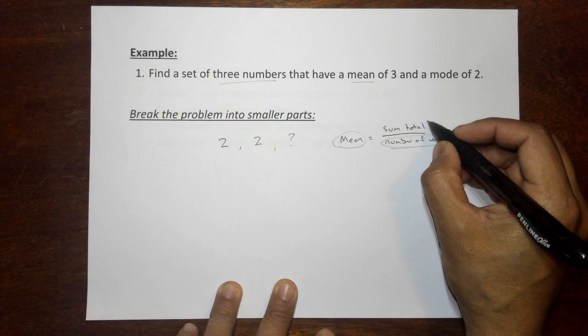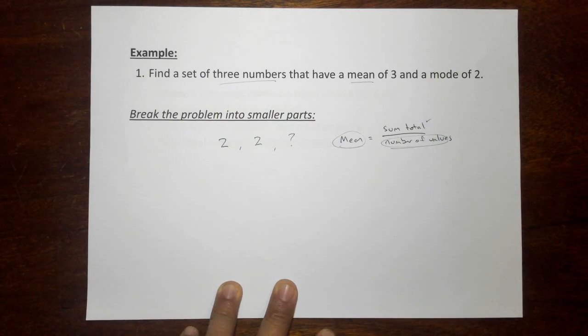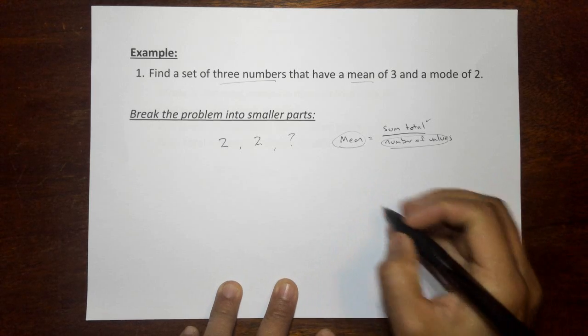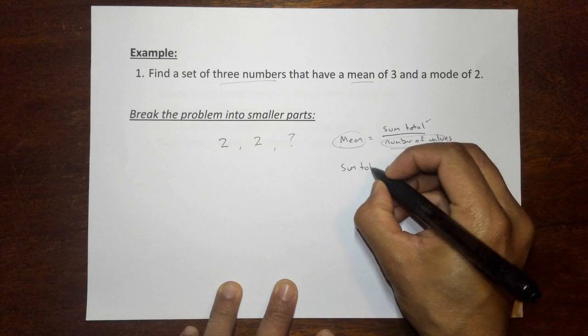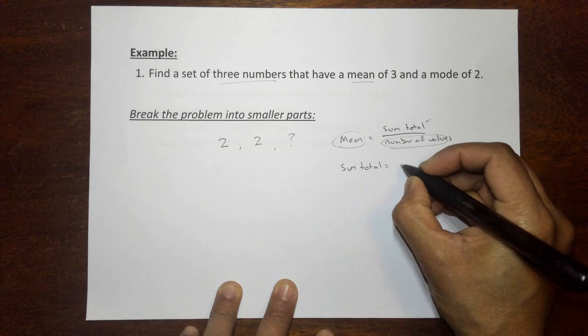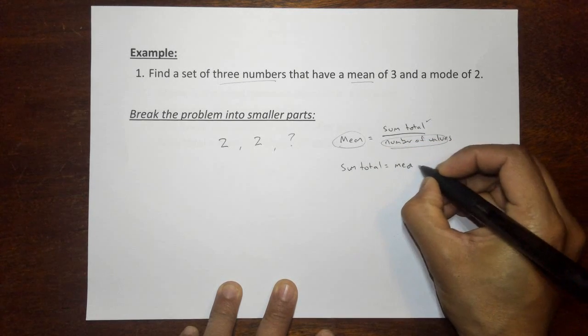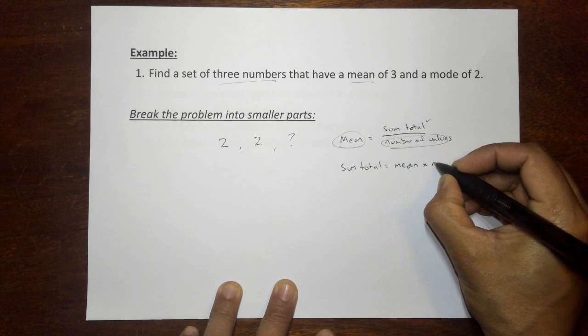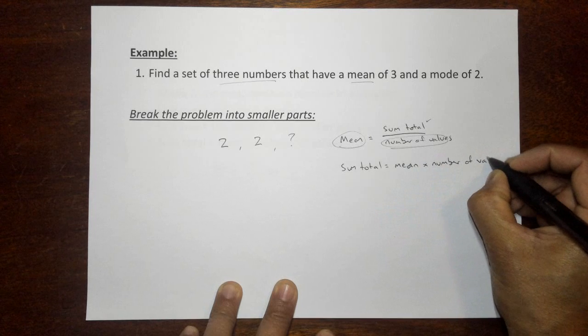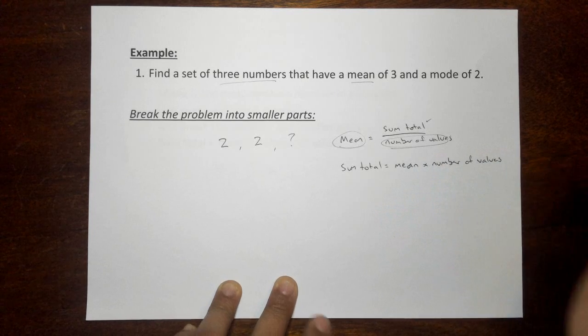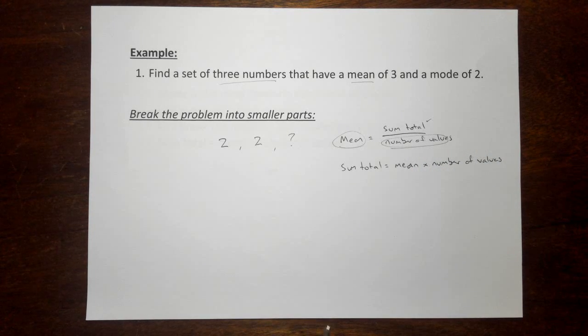What we can do is we can actually figure out the sum total. So using a little bit of algebra, we can actually find out that the sum total equals the mean multiplied by the number of values. Now that's a little bit of algebra which we'll come to later in the year. So we're going to use this little bit of information to help us out.